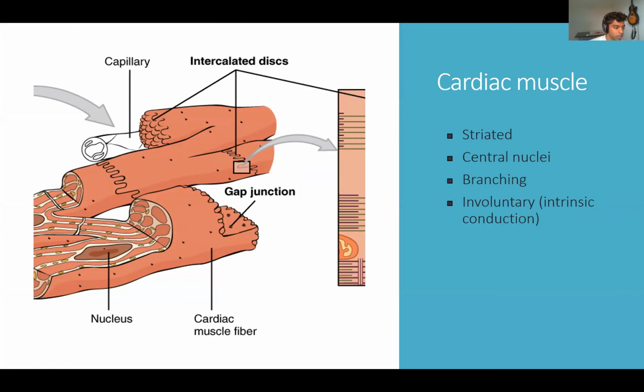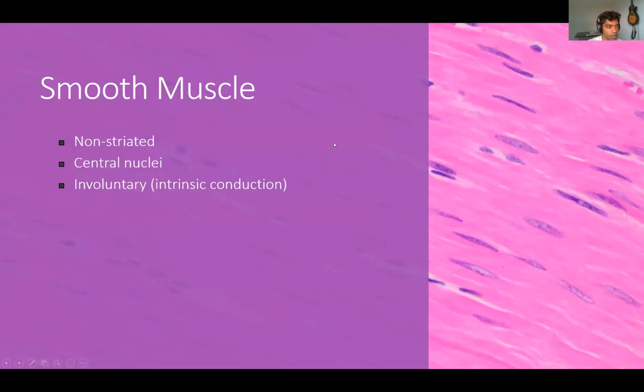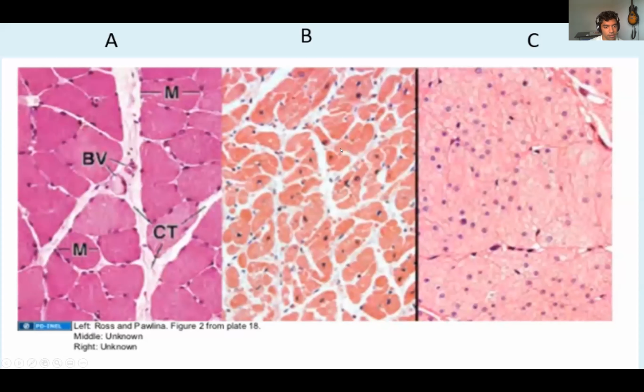So the central nuclei here, and there's also branching, which allows the movement of the action potential like in a three-dimensional space. And obviously the cardiac muscle would be involuntary. Smooth muscle, you get central nuclei as well. It's non-striated. You can't see any sarcomeres here, and it's involuntary.